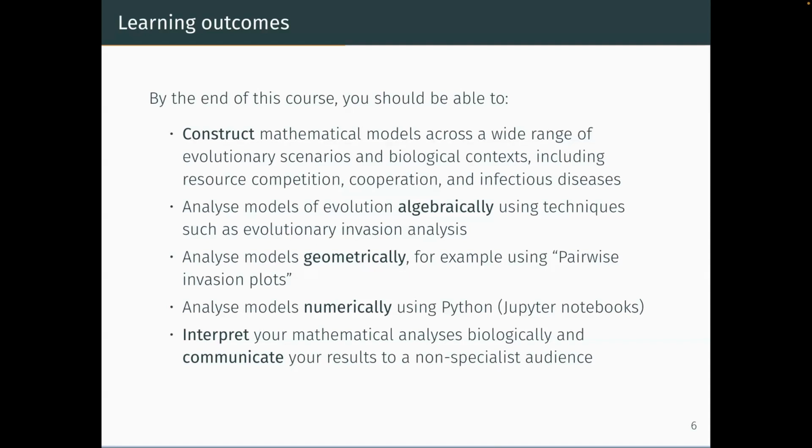So there might be some cases that population genetics is more suited to solving a problem. There might be other cases where it's evolutionary game theory, other cases where it's adaptive dynamics. So you're going to be taught a range of different techniques that we can use to study different evolutionary scenarios. Okay, we can apply these to different biological contexts as well. So things like resource competition, infectious diseases. We can talk about cooperation as well. So we're going to be analyzing these models often algebraically, but also using some geometrical techniques. There are things called pairwise invasion plots, for example, that tell us about when we're going to see different mutants or mutations invading into a population.